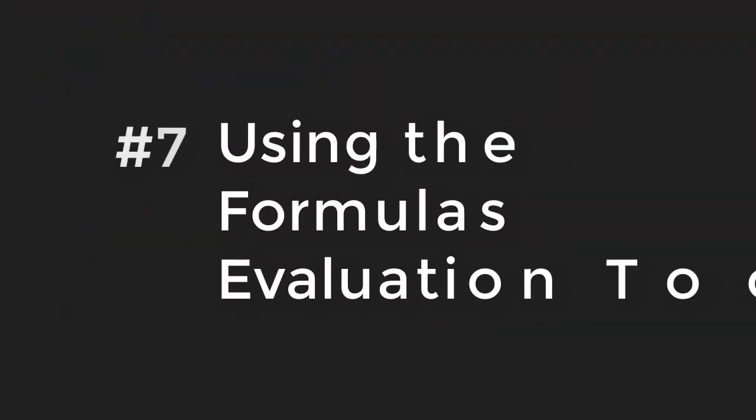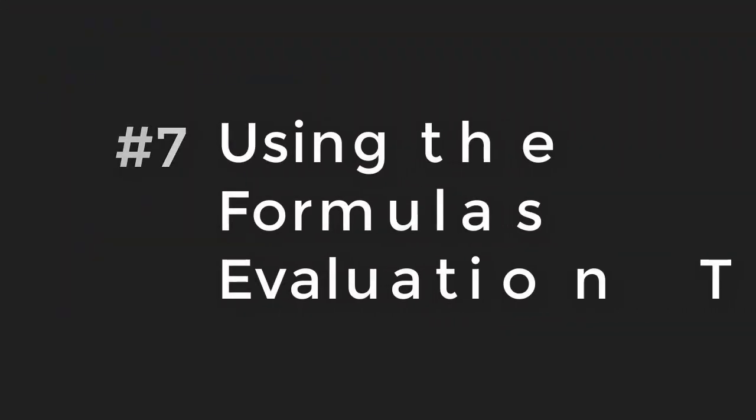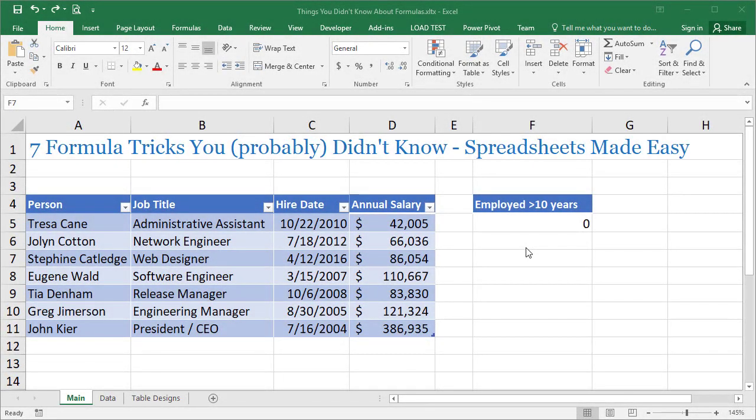Number 7. Using the Formulas Evaluation tool. In this spreadsheet here, I've got a simple table that I made up of job titles, hire dates, and annual salary. I have a particular formula over here of employed for greater than 10 years. Now, looking at this manually, I could see that there are people in here who have been employed for more than 10 years. But the formula says 0.